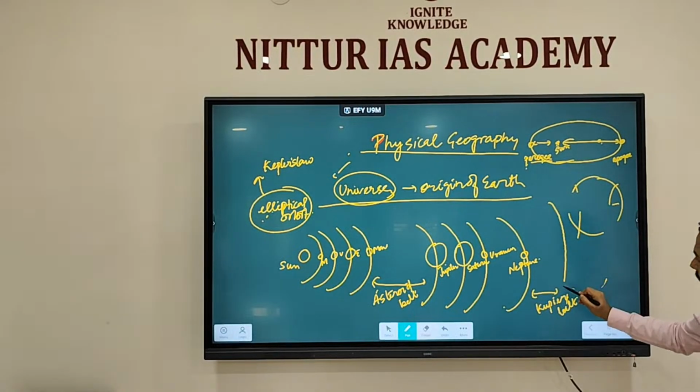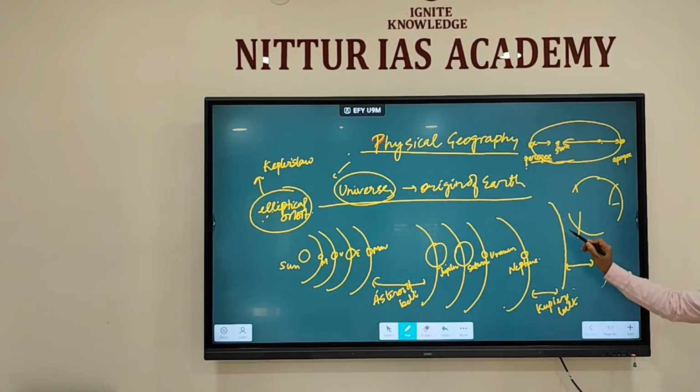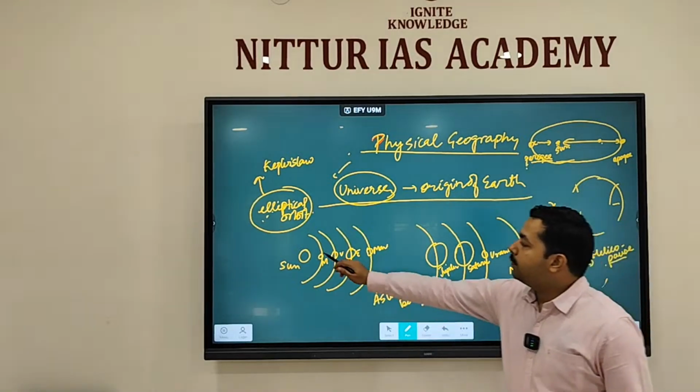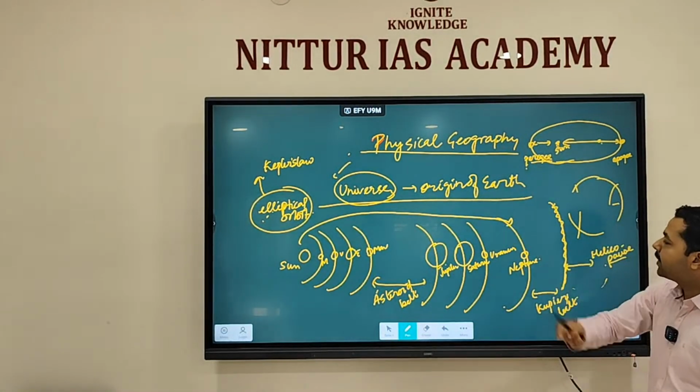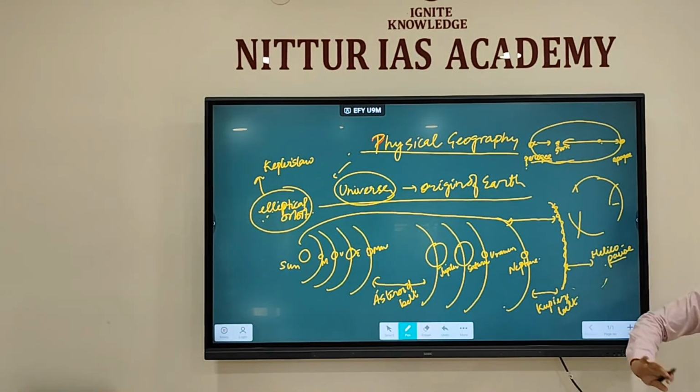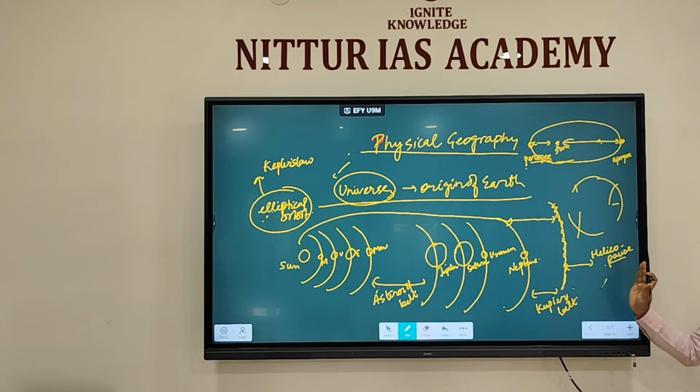So this region is called heliopause. This region is referred to as what? Heliopause. What does heliopause mean? Heliopause means the maximum region where the sun's gravitational effect is there. Beyond this, the sun's effect is not there.